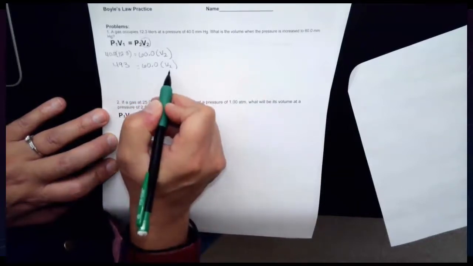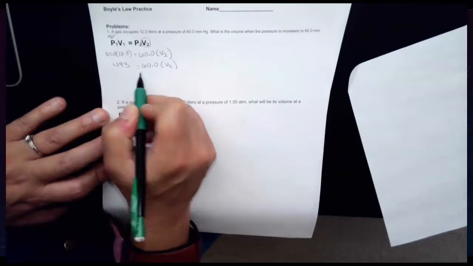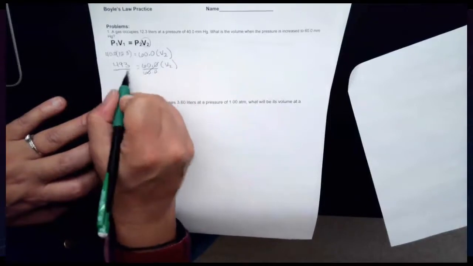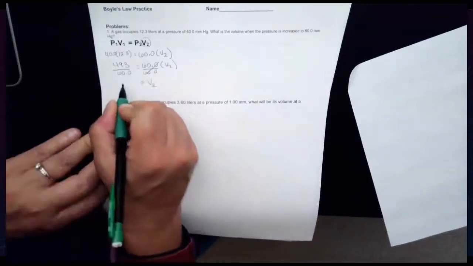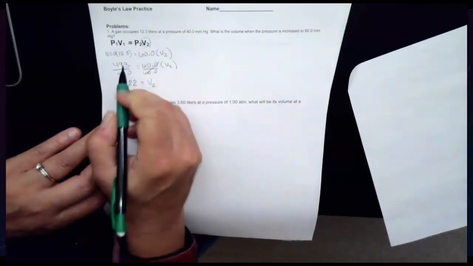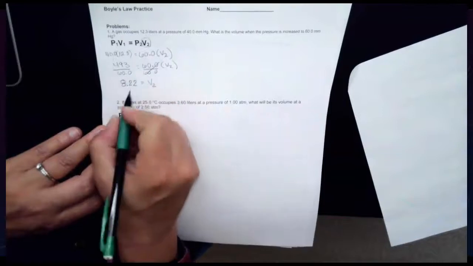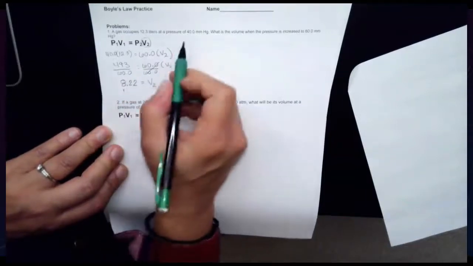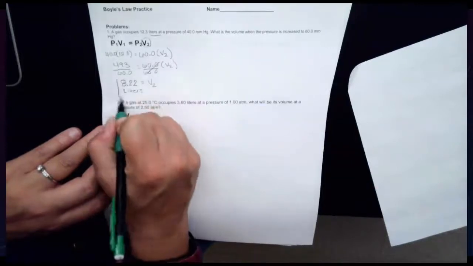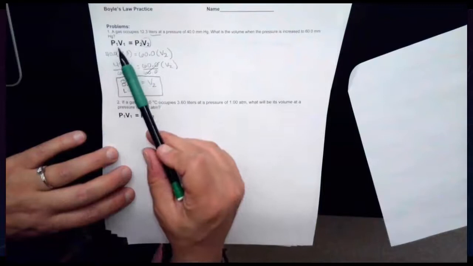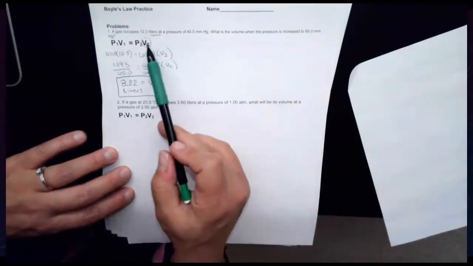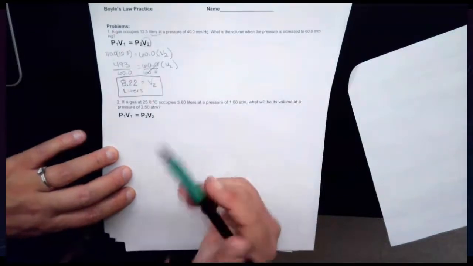Now in order to get this volume alone on the side of the equation, I need to divide by 60, because that will cross that out on that side. Divide by 60. That'll give me 8.216. Let's see, we have 3 significant figures, so 8.22. This was in liters, so 8.22 liters. So fill in what you know, the pressures, the volumes, for initial and final, and then solve for whatever it is that you're missing. Piece of cake, right?